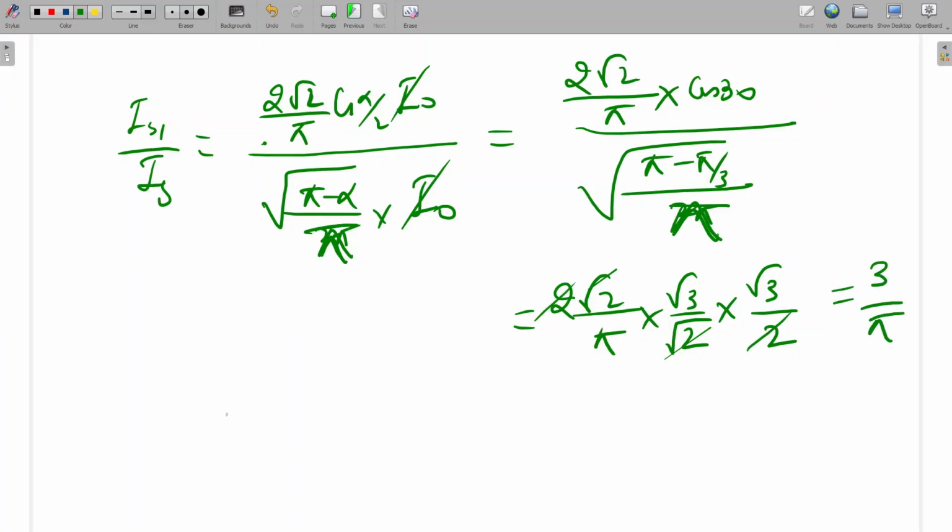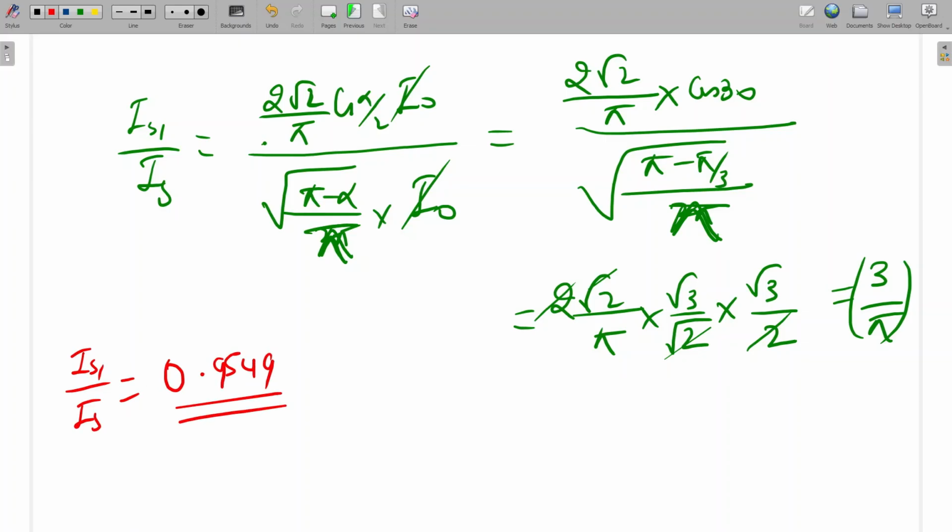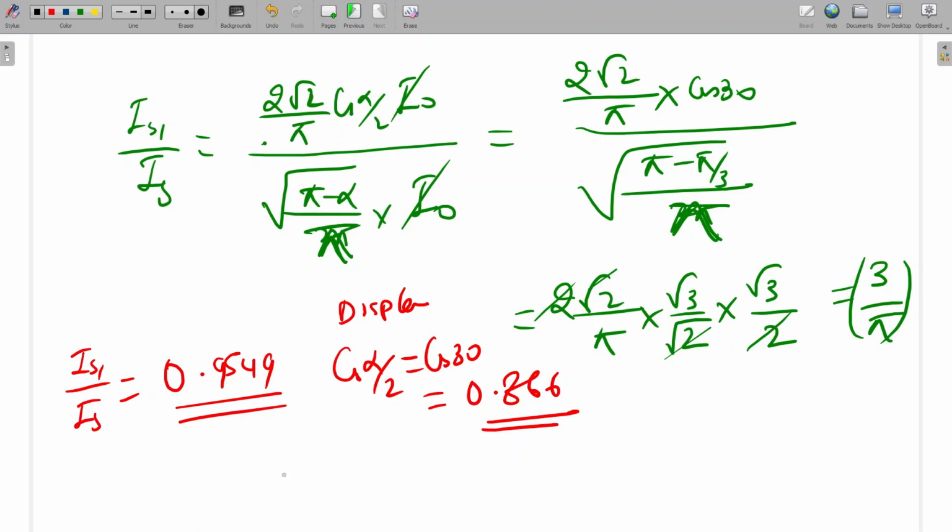Sir, 0.011, sir. Is it 3 by pi you are getting? Final derivation 3 by pi you are getting? 0.954 it will come. IS1 by IS will come as 0.954. Yes, sir. IS1 by IS will be 0.9549. Okay. And what will be cos alpha by 2? This is the displacement factor. Cos alpha by 2 will be cos 30, will be 0.866.